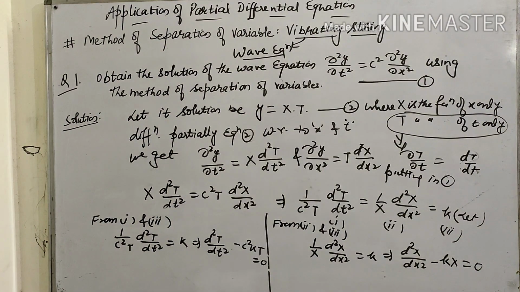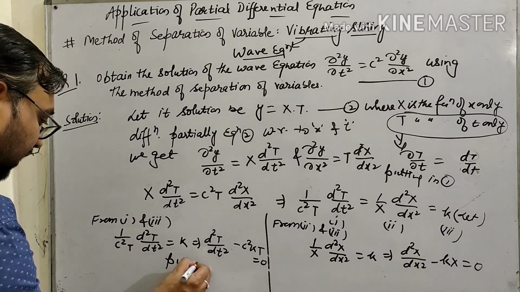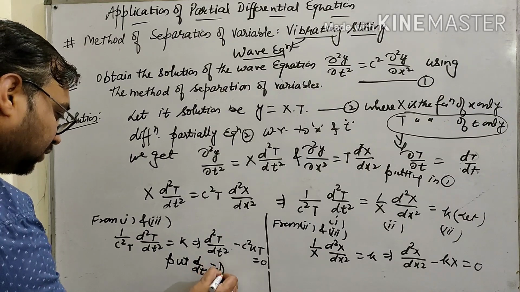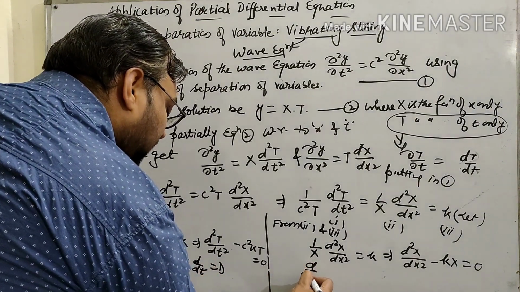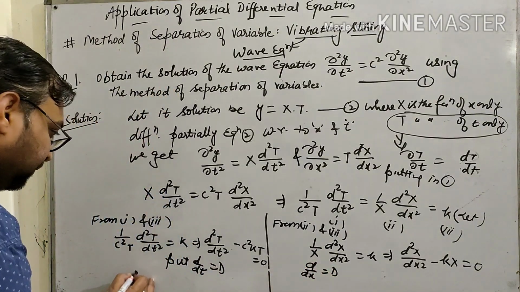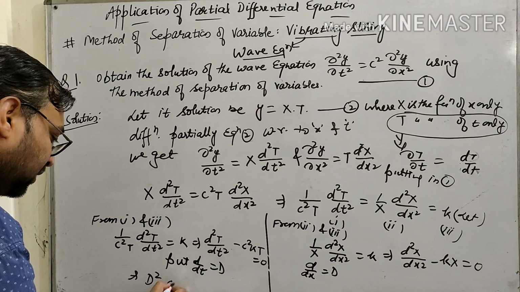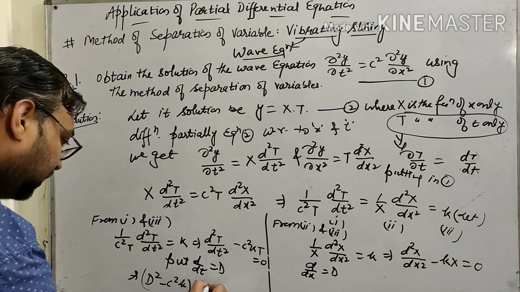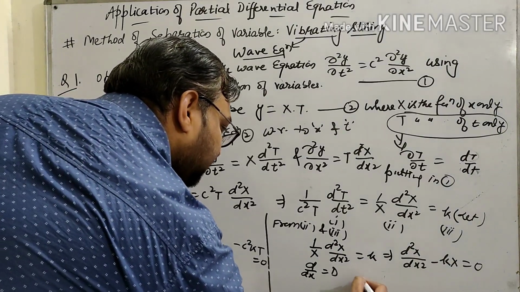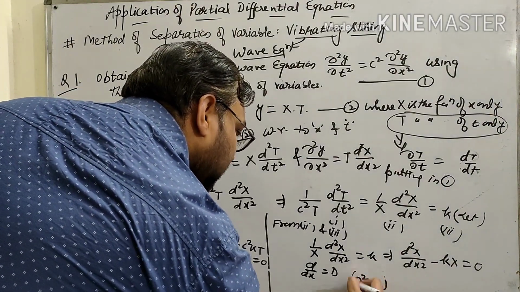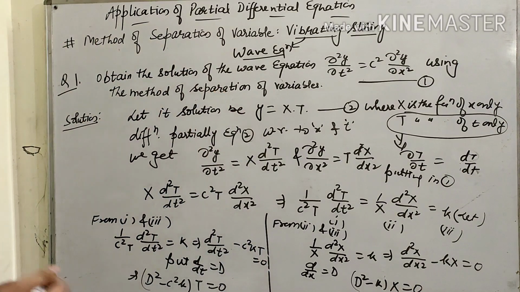Both are ordinary differential equations with constant coefficients. So we have to solve these by the general solution, that is, we have to find the complementary function and particular integral. For this we replace d upon dt equals capital D, and here also d upon dx equals capital D. So D square minus c square k capital T equals 0, and D square minus k capital X equals 0.